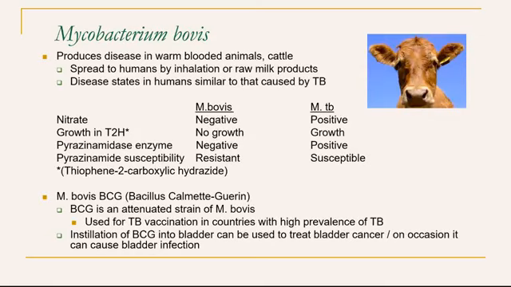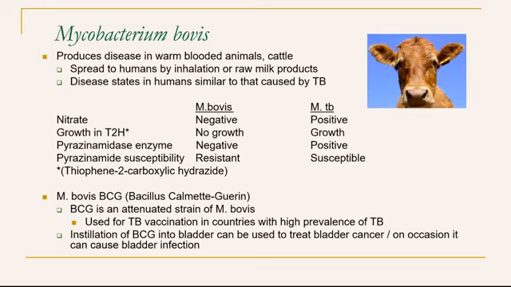Mycobacterium bovis. This organism produces disease in warm-blooded animals and cattle. It's spread to humans by inhalation of animal products or raw milk ingestion. Disease states in humans are similar to that caused by TB.